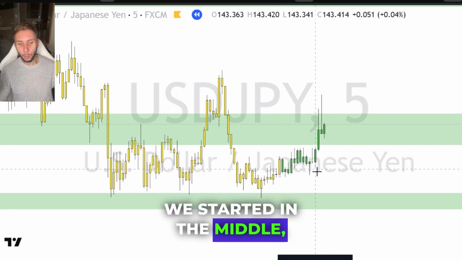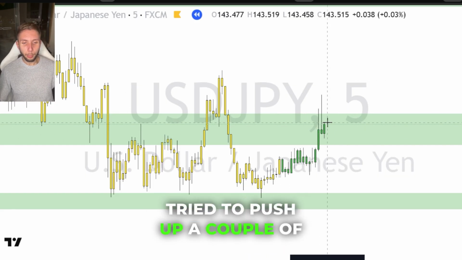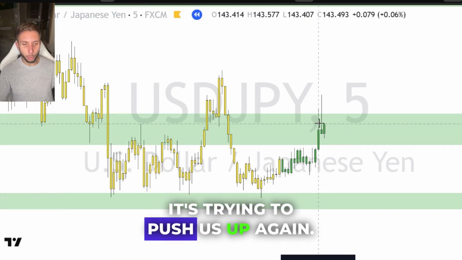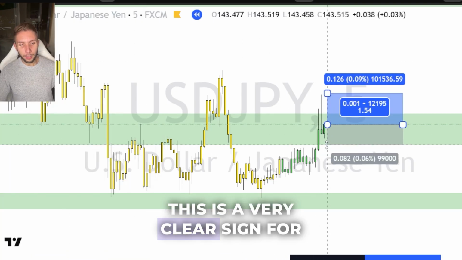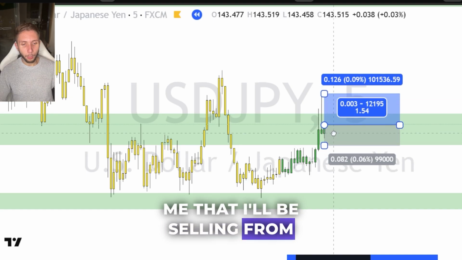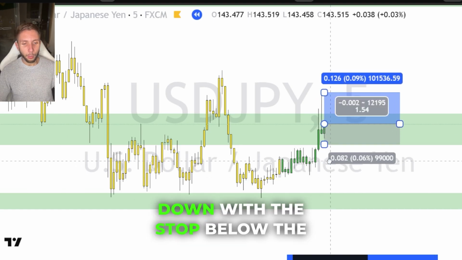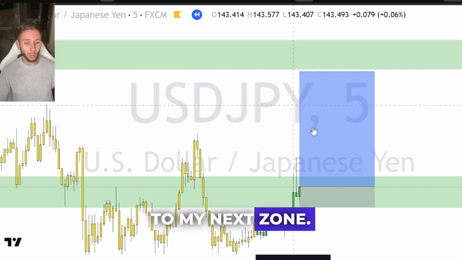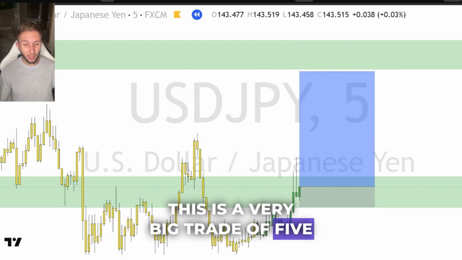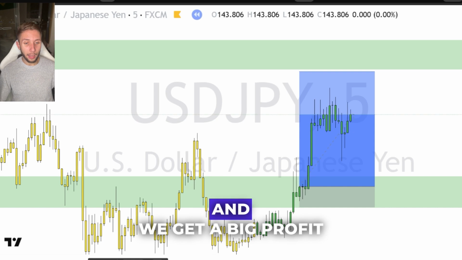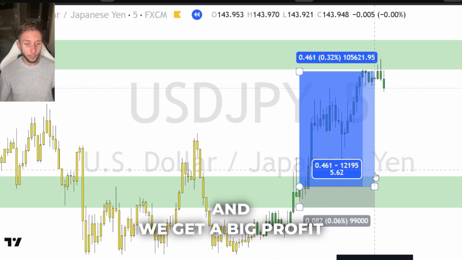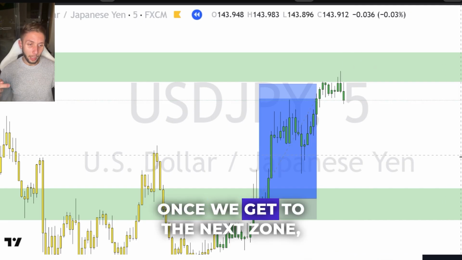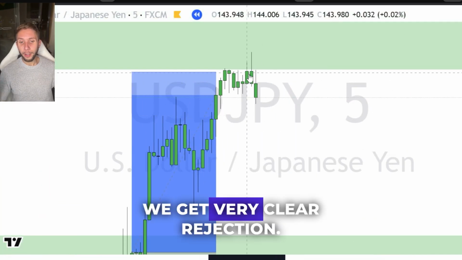We started in the middle, pushed into the zone here, tried to push up a couple of times, and now we have this nice candle that seems like it's trying to push us up again. This is a very clear sign for me that I'll be selling from where this candle closed down with the stop below the zones and pushing that up the top to my next zone. This is a very big trade of 5 times whatever we are risking, and we get a take profit straight into the next zone.